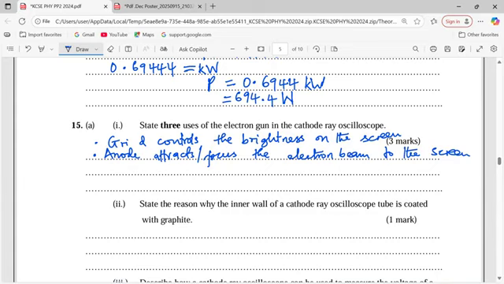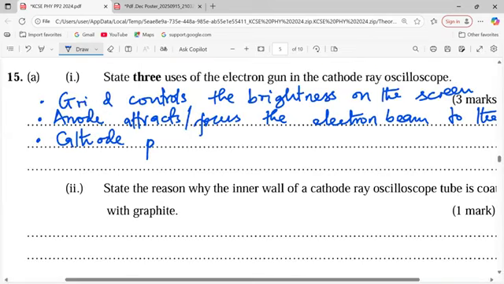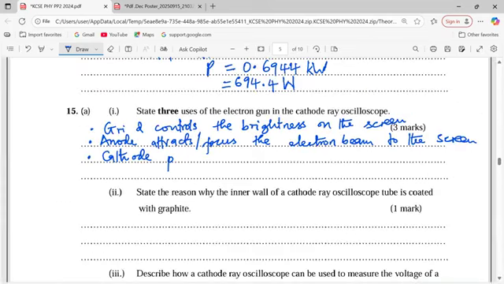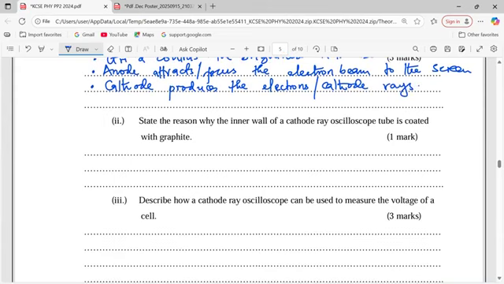We also have the cathode, which is part of the electron gun. The cathode produces the electrons, or rather the cathode rays.